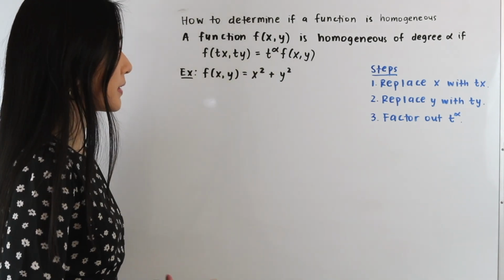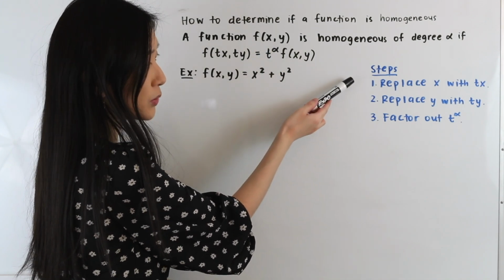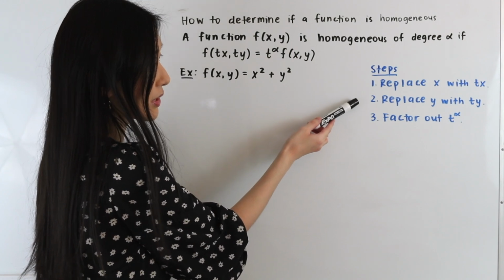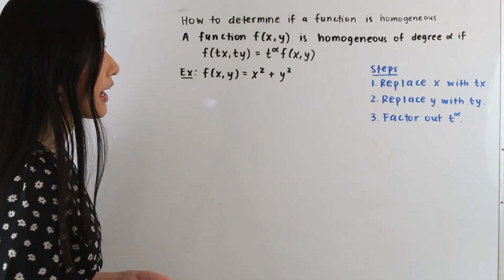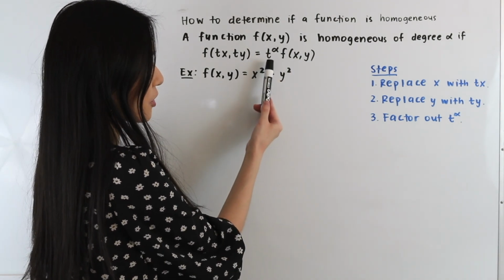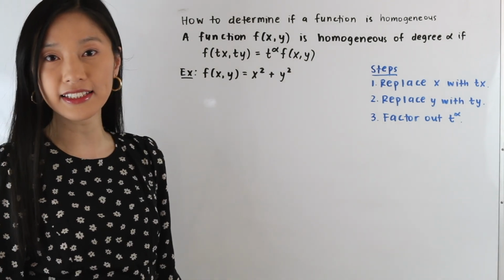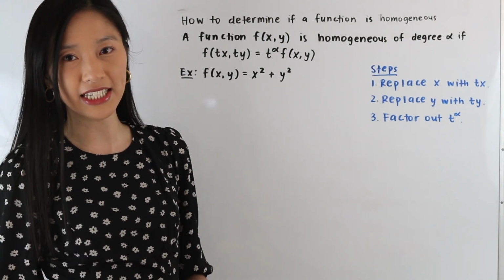And so all we're doing is we're taking our function f of x y, and anywhere we see an x we are replacing it with a t x. Anywhere we see a y we're replacing it with a t y, and then we're factoring out the t to the alpha. And if we get our original function back after factoring this t to the alpha term out, that means we have a homogeneous function. And if we can't, then that means that our function is non-homogeneous. So let's go ahead and apply this to a few examples.